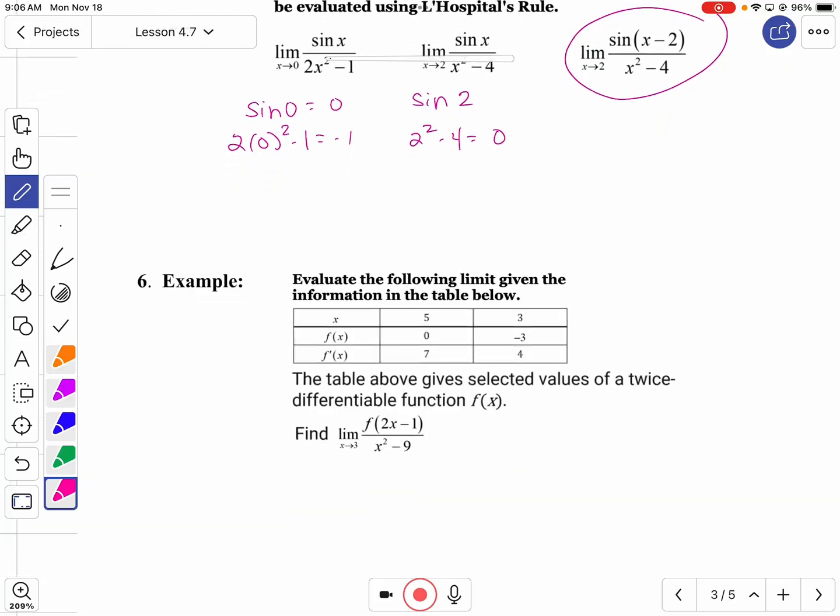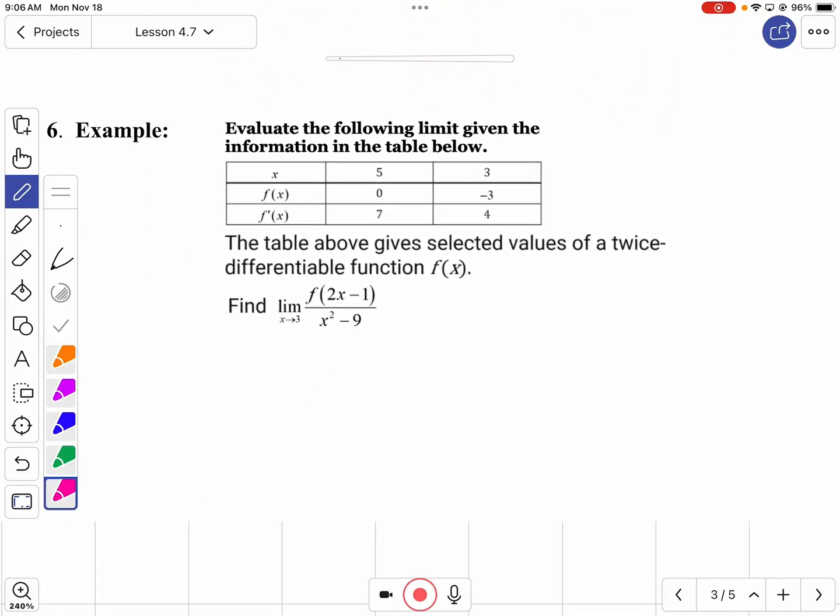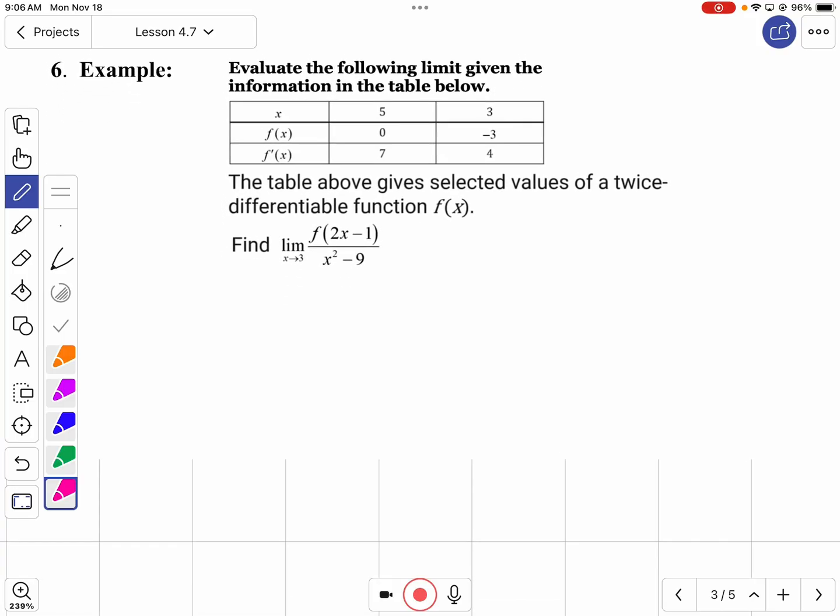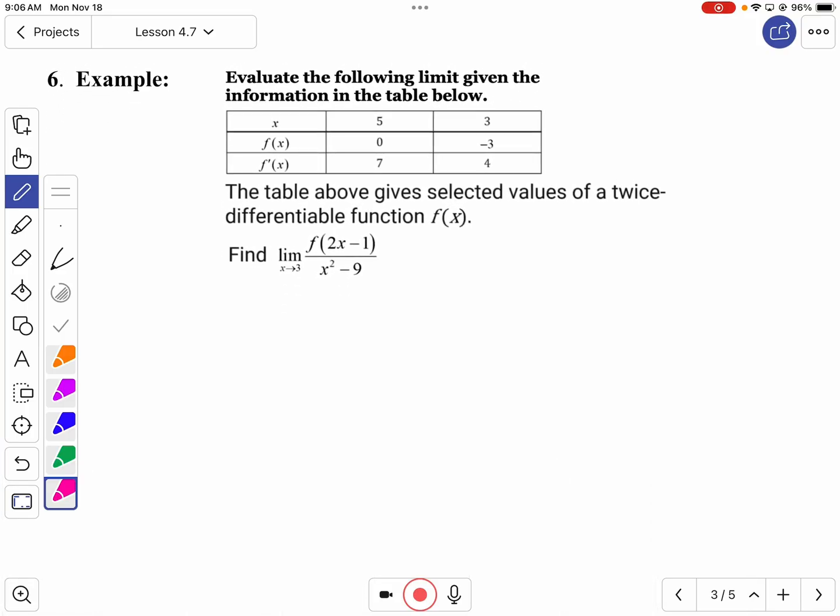Let's take a look at number 6. I like this one. They like everything with a table on AP. You know that, that's not going to go away. They even like L'Hopital that way. So this is where that justification step is really important.